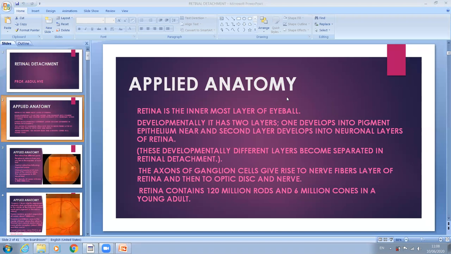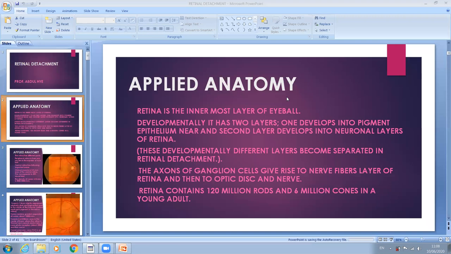As you know, there are three layers of the eyeball: the outer protective layer, the middle vascular covering, and the innermost nervous layer or neuronal layer of the eyeball, which is light sensitive, and it is called the retina.